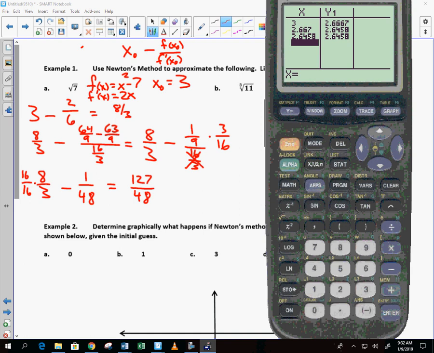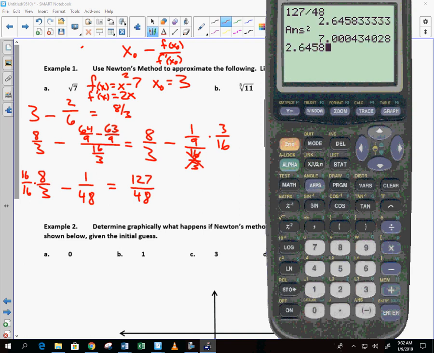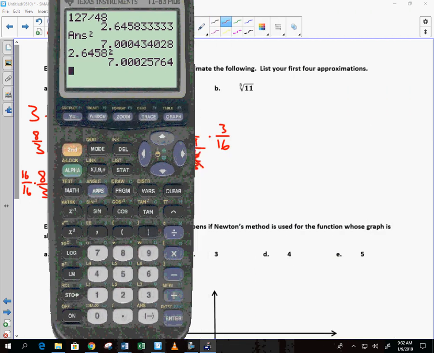Would you agree that 2.6458 is probably really, really close? In fact, if you take 2.6458 and you square that guy, notice what you get. You get a value that's really, really close. So that's all you have to do. So I won't make you do it by hand. I'll make you use the formula.